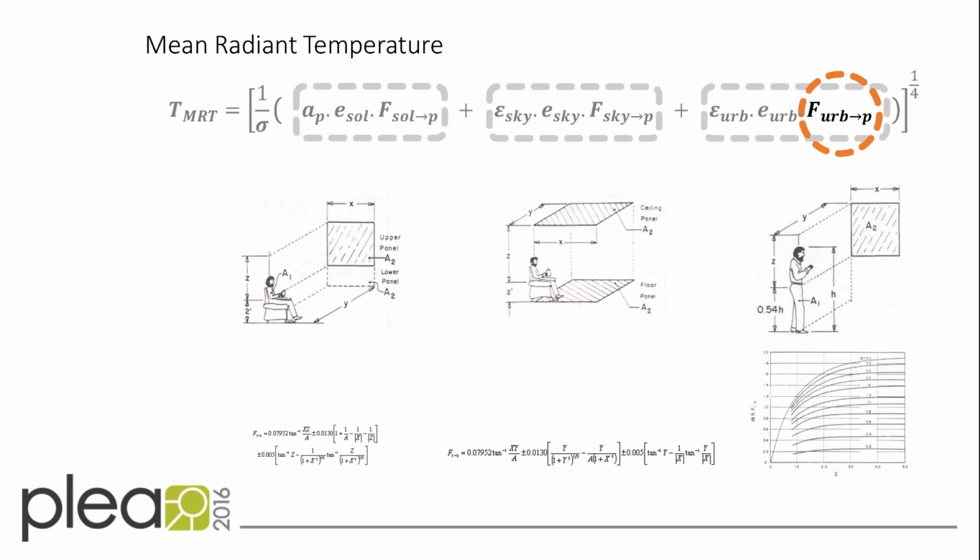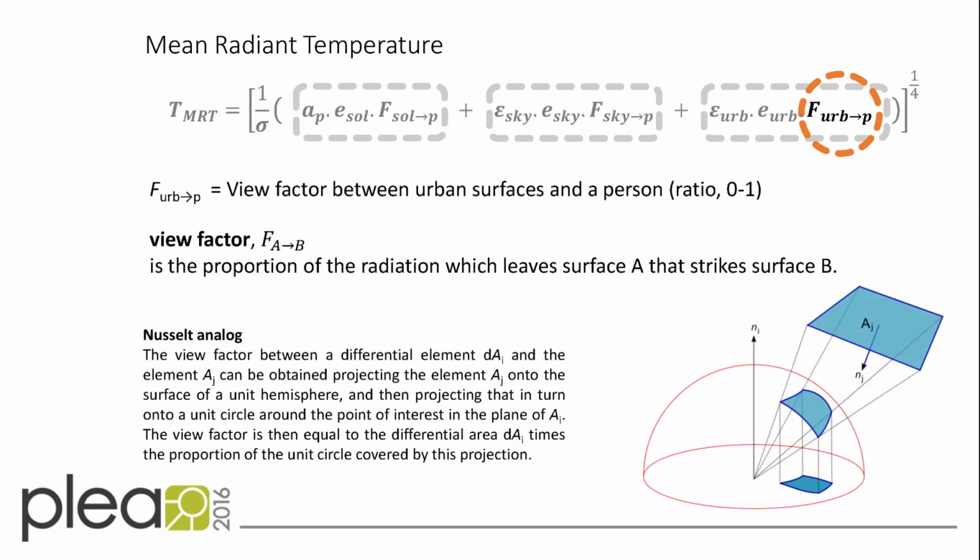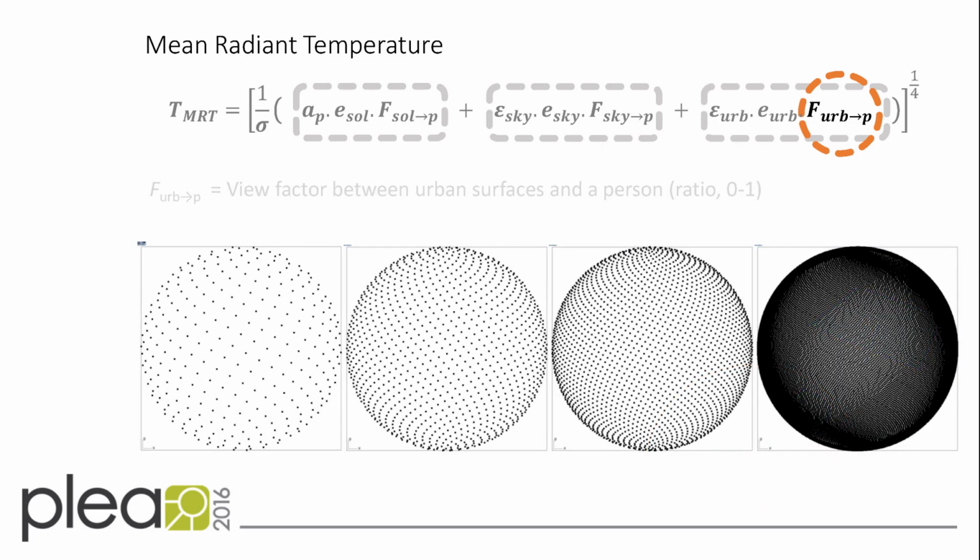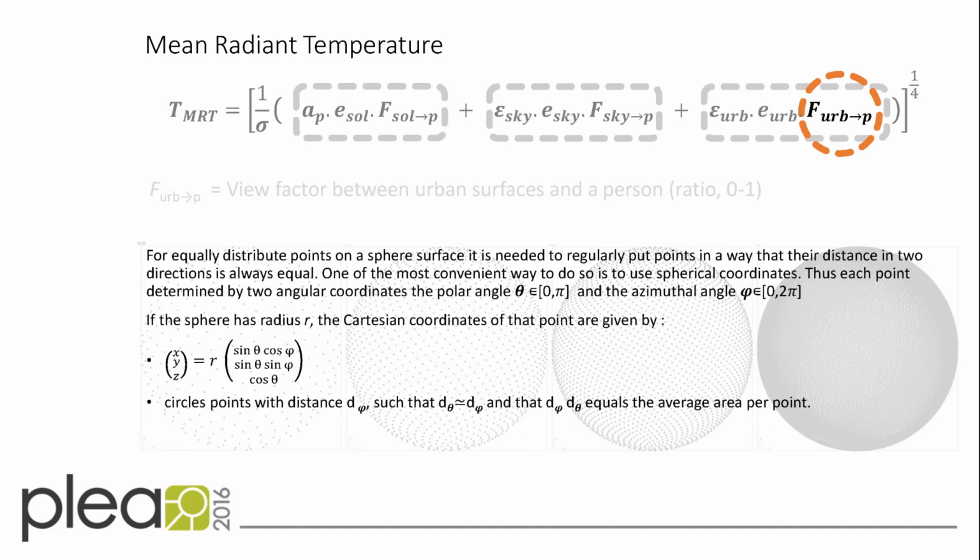the body locations. In another way, Nusselt showed us if we mathematically project a surface to a hemisphere and then project it to the xy plane, the proportion of the projected surface area to the circle area can give us the view factor of A to B. In this regard, we started to distribute numerous points equally on the sphere with the potential to increase the number of points when it is needed.